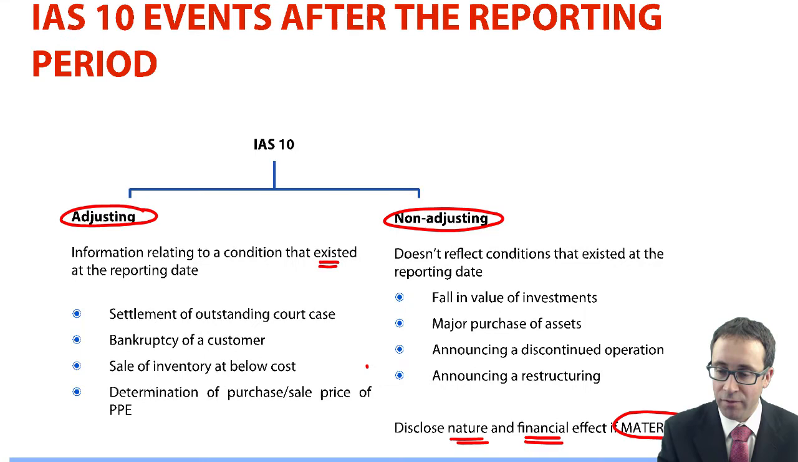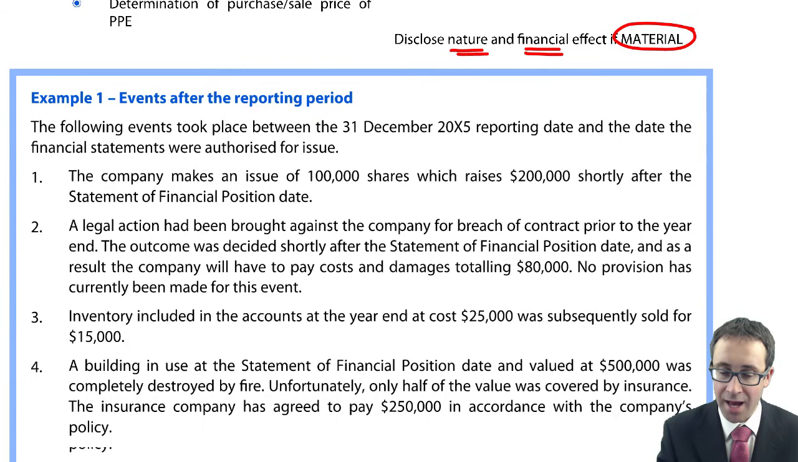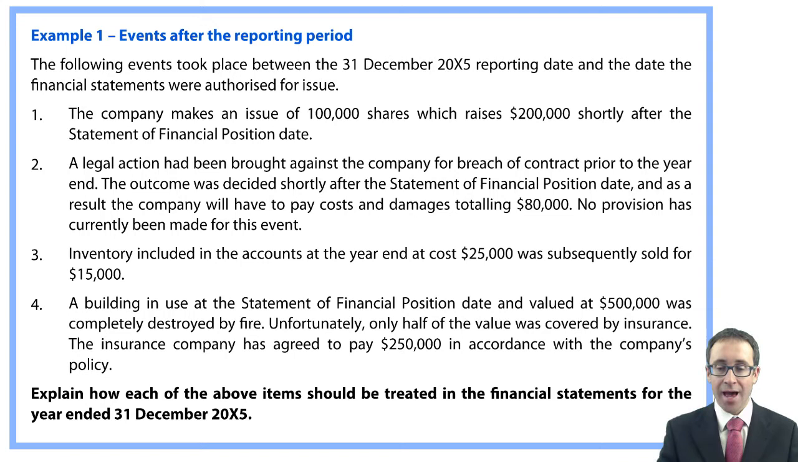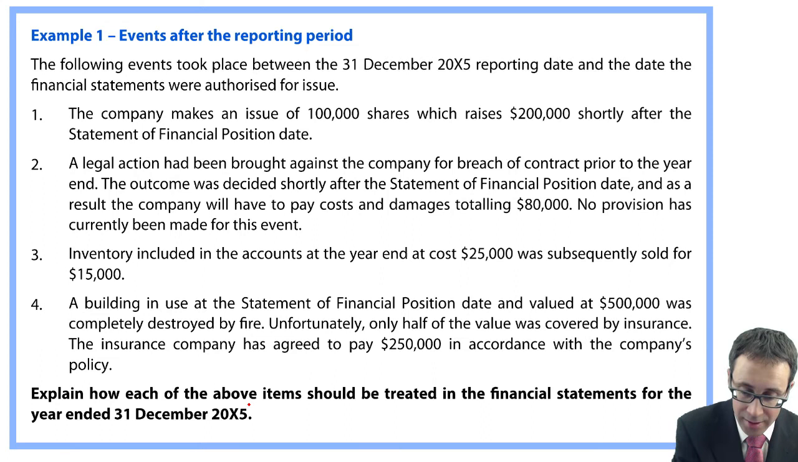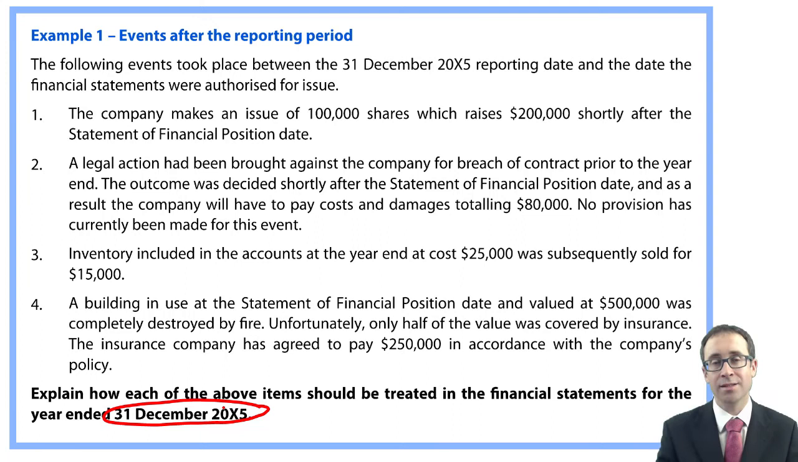And we may be able to do that as we go through there and play around with the following example. So the example that we have there looks at some events after the reporting period. So I think I can just squeeze it in on the page there. And it says, explain how each of the above items should be treated in the financial statements for the year ended December X5. So presumably something happens after that reporting date and we need to determine whether it's adjusting or non-adjusting.